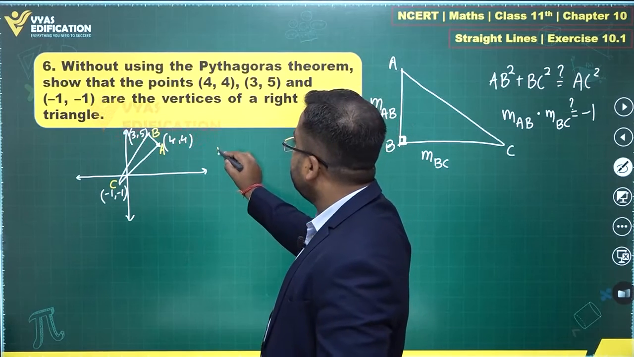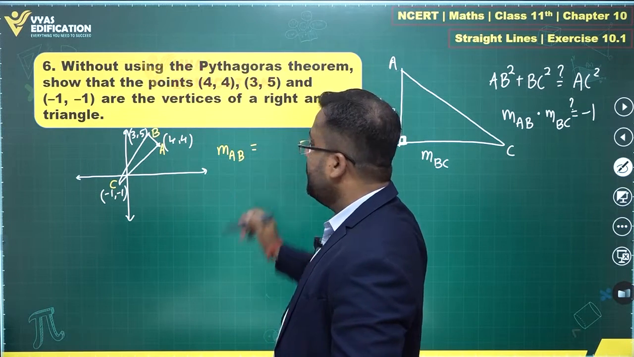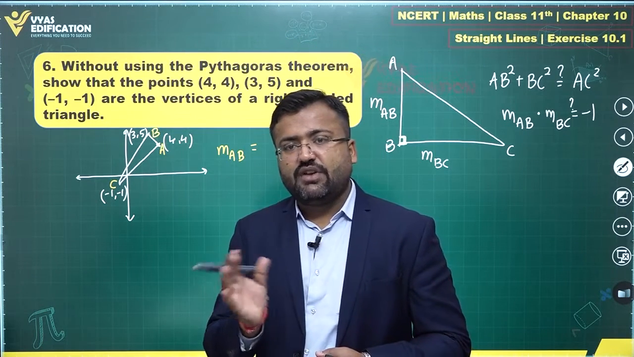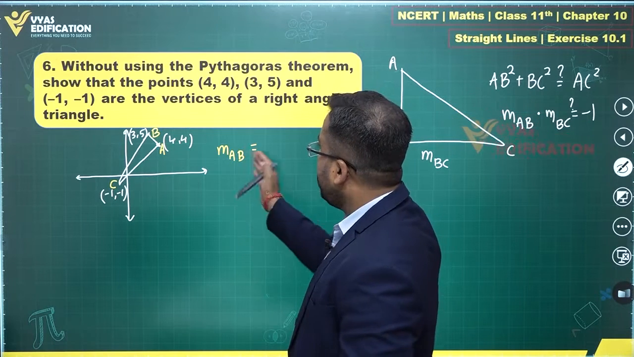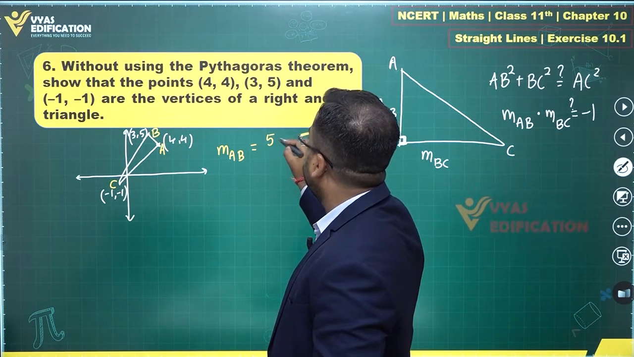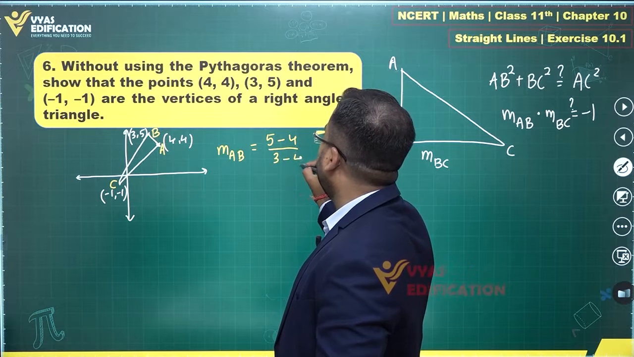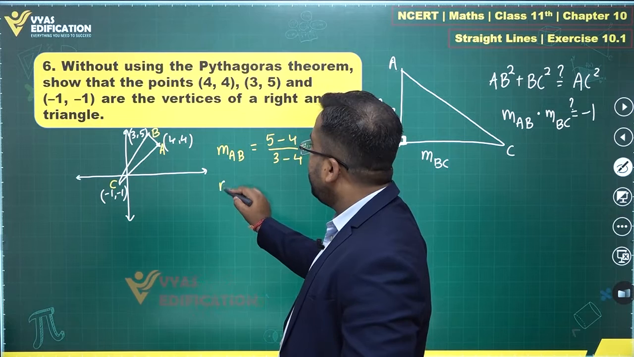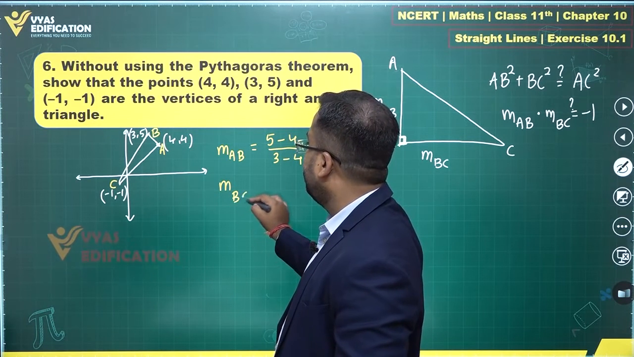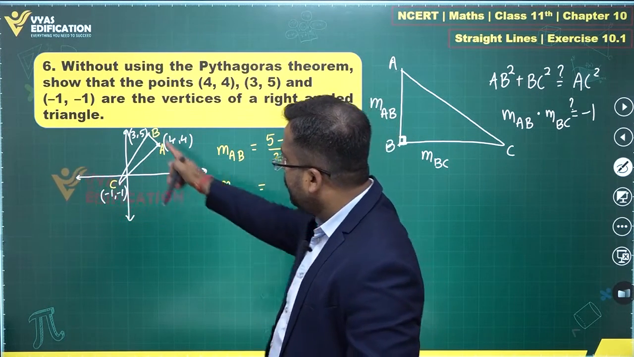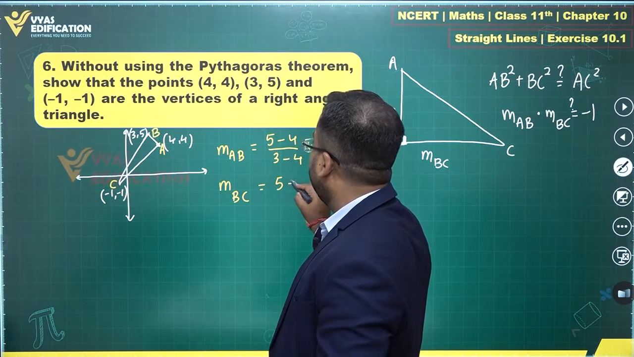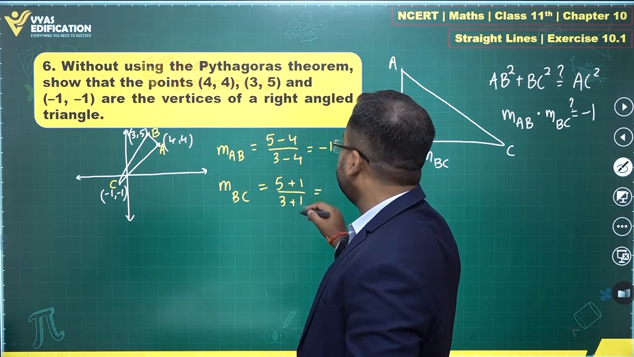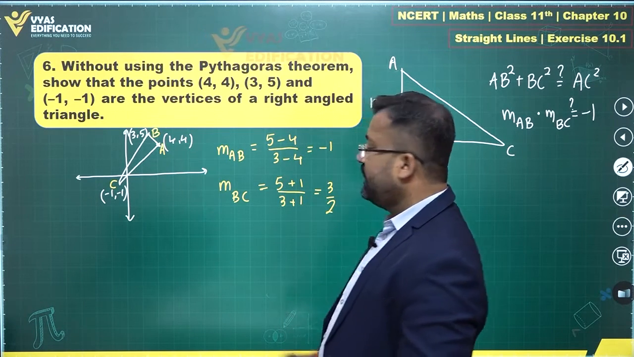Let's see. First I'll calculate M of AB. Now the slope of any line joining x1, y1 and x2, y2 is given by y2 minus y1 upon x2 minus x1. So for AB you have 5 minus 4 upon 3 minus 4. What is that? 1 upon -1, which is simply -1. This is M of AB. What is M of BC? M of BC will be equal to y2 minus y1, which is 5 plus 1 upon 3 plus 1. What is that equal to? This is 6 upon 4, which is 3 by 2.